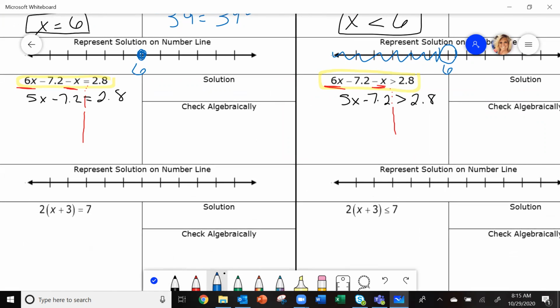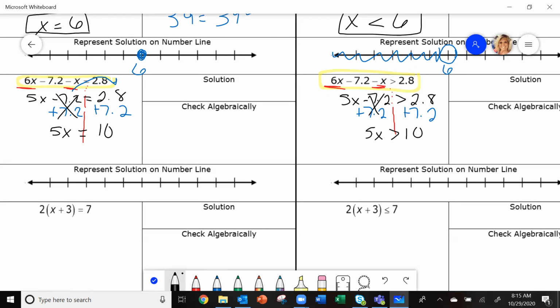Now to solve your equation, I'm going to get the 7.2 and put it to the other side. So I'm going to do the opposite, which is add. So I'm going to add 7.2 to each side. Same thing as what you would do over here on the inequality. When you add them, 5x equals, you add that, you get 10. Over here, 5x is greater than 10. You're going to divide by 5.